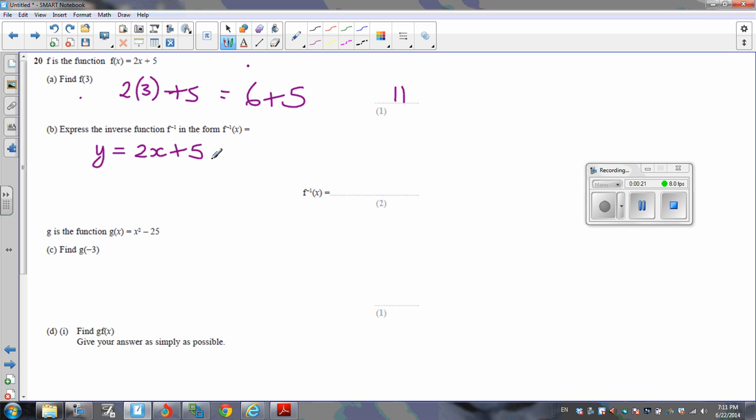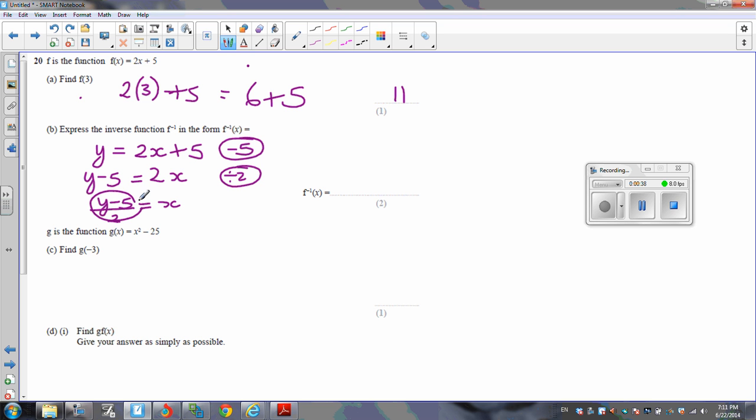The inverse function, to find that, remember we write y equals 2x plus 5, and then we're going to rearrange to make x the subject. Well, first of all, I'm going to subtract 5 from both sides. So y take away 5 will equal 2x, and then to get x on its own, I'm going to divide both sides by 2. So y minus 5 divided by 2 is equal to x.